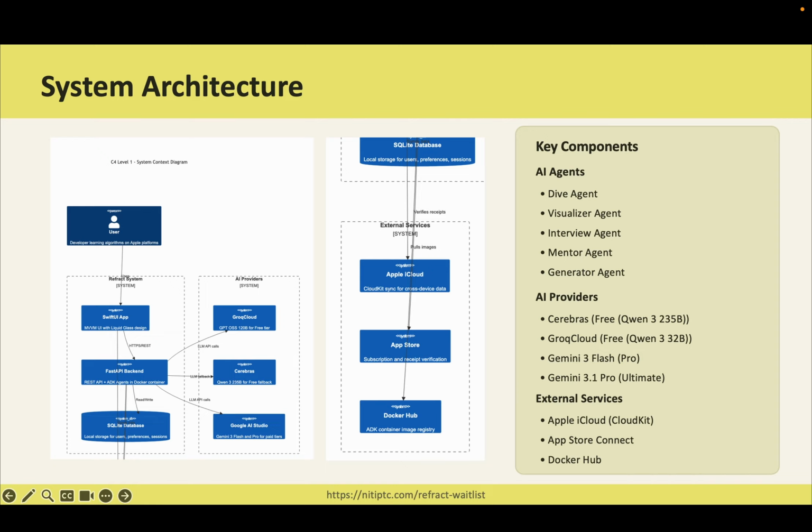System architecture. Refract has three main layers. The Swift client handles all UI with Apple's new Liquid Glass design on macOS 26, storing data locally with SwiftData, and syncing via CloudKit. All native by Apple.